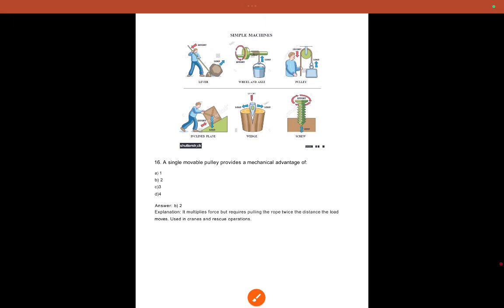So these are simple machines. Just now we already discussed. Coming to the 16th one, a single movable pulley provides a mechanical advantage. It multiplies force but requires pulling the rope twice the distance the load moves. Used in cranes and rescue operations. A single movable pulley's mechanical advantage is 2.